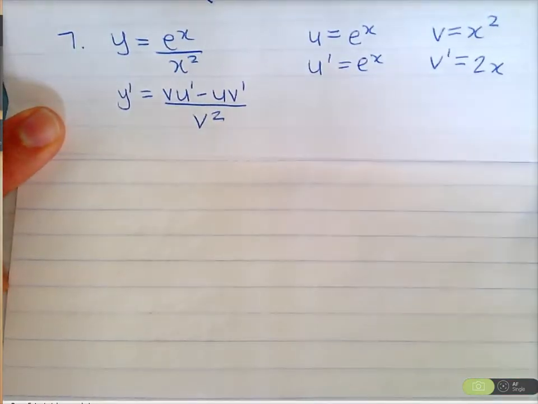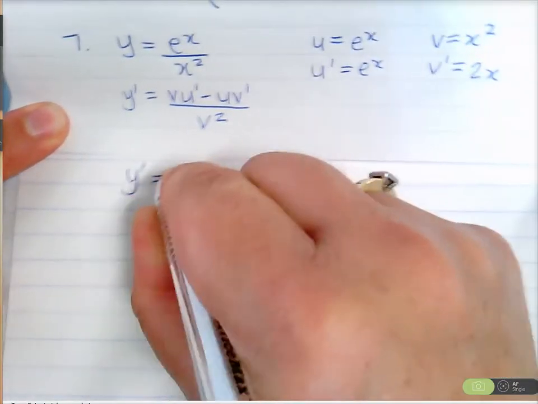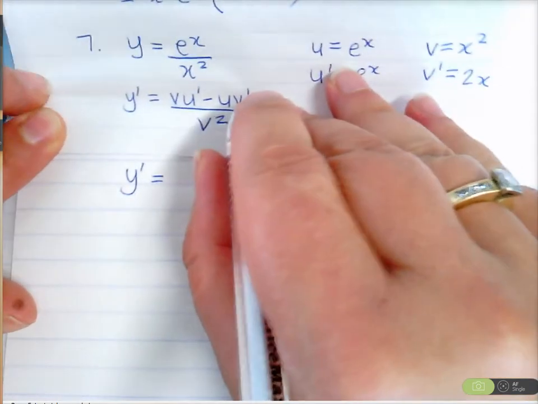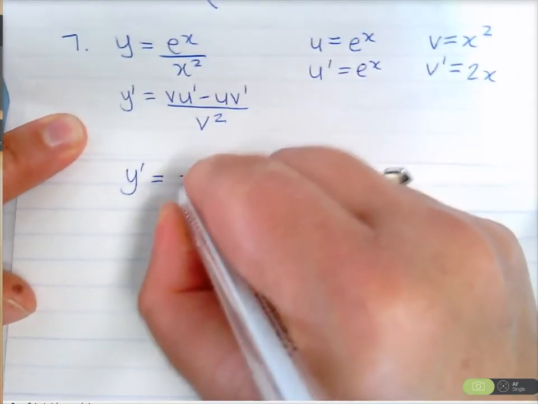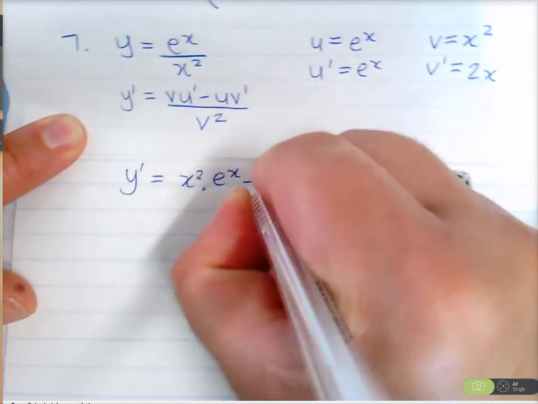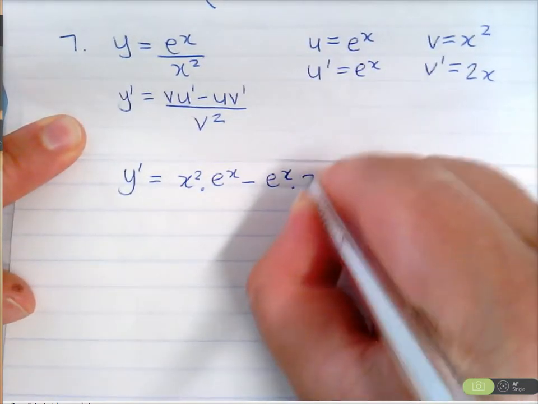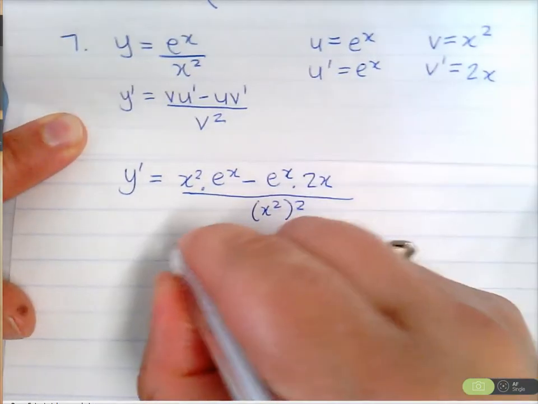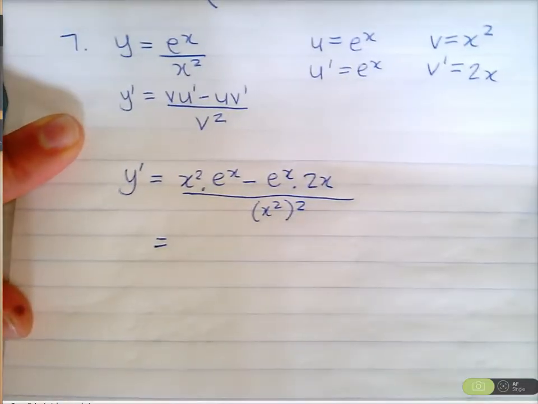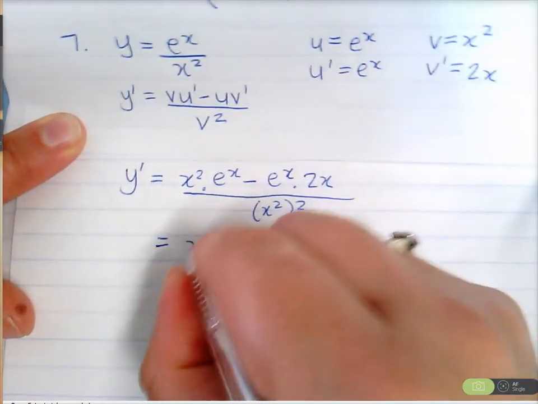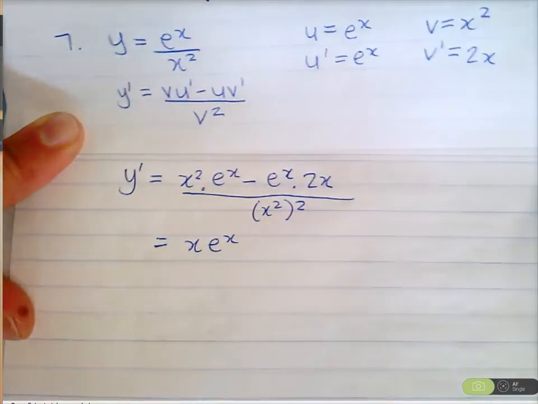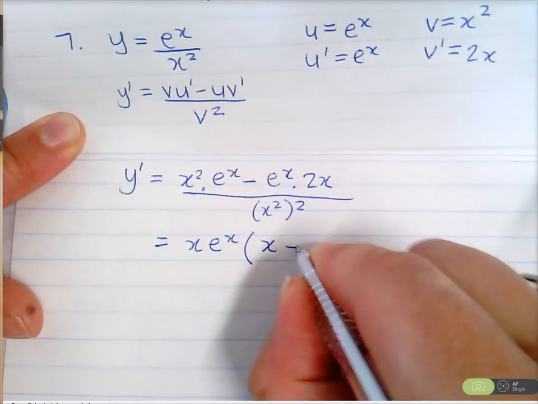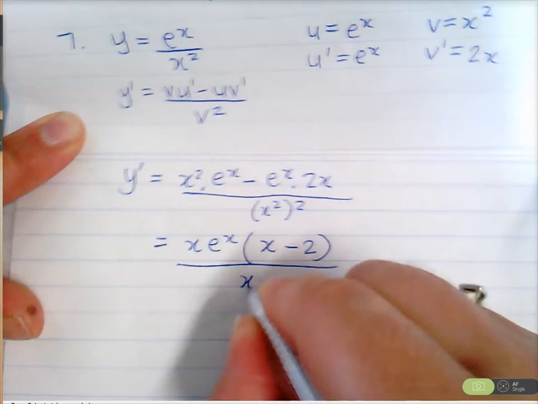So would v squared be x to the 4? Y dashed, v squared is x squared squared, x to the 4, yep. So what have I got? V times u dash minus u times v dash over x squared squared. So any common factors on the numerator? And another x. So it's x e to the x, girls. We put the x first and then the e to the x. Open bracket, what's left? x minus 2 over x to the 4.